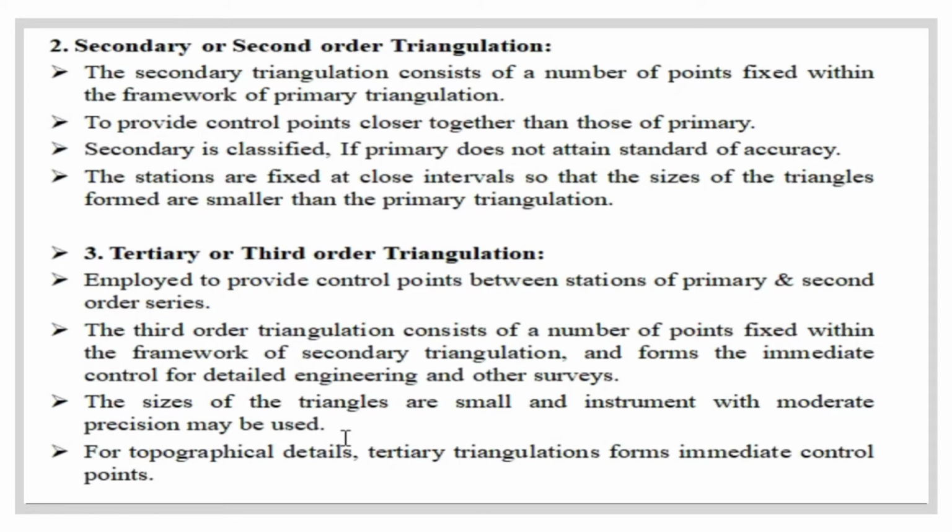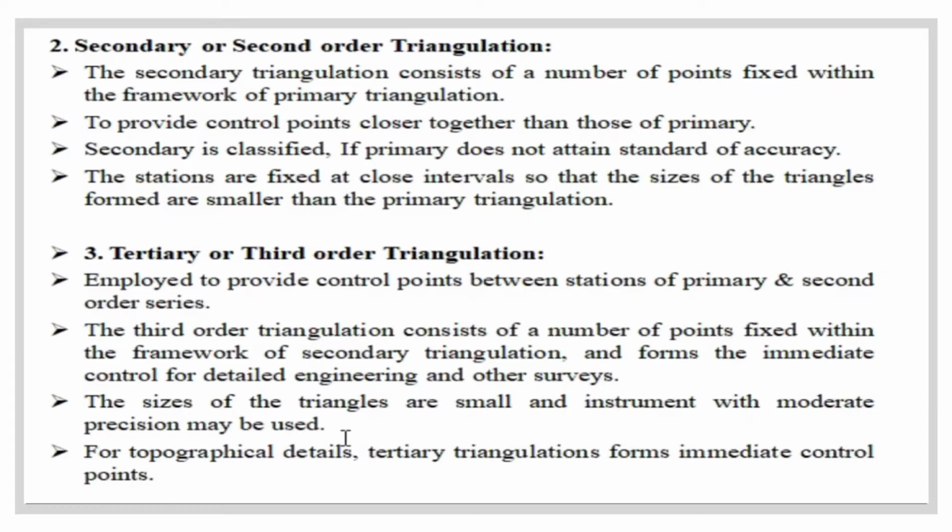Number 2, secondary or second-order triangulation. The secondary triangulation consists of a number of points fixed within the framework of primary triangulation to provide control points closer together than those of primary. Secondary is classified if primary does not attain the standard of accuracy. The stations are fixed at close intervals so that the sizes of the triangles formed are smaller than the primary triangulation.